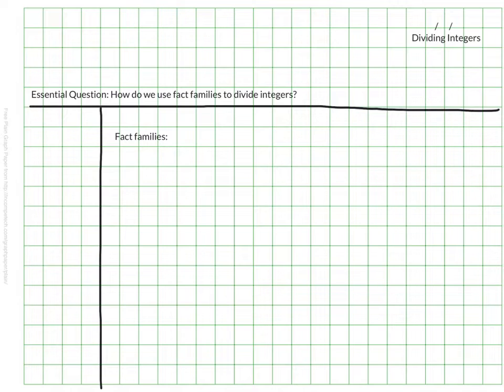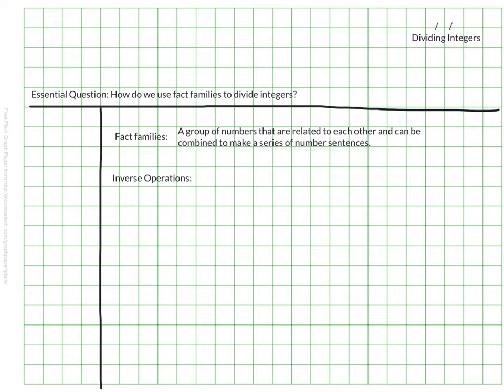From our work with math in our younger years, we should know that there are fact families of multiplication and division. And of course, those fact families are groups of numbers that are related to one another, and they can be combined in different combinations to make a series of number sentences. And those number sentences are made with inverse operations. And inverse operations are just a fancy way of expressing opposite operations, like multiplying is the opposite or inverse of dividing.